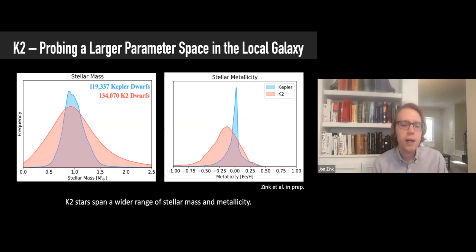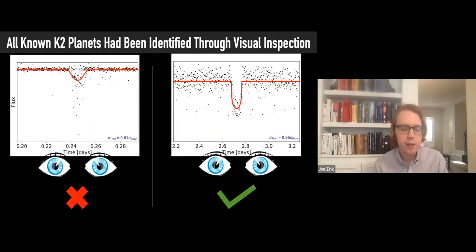Okay, so why hasn't this been done? The K2 data has been out for a few years now. Everyone's had a whack at it. Why can't we start doing demographics? Here's the problem. I mentioned that K2 has this solar radiation issue, right?